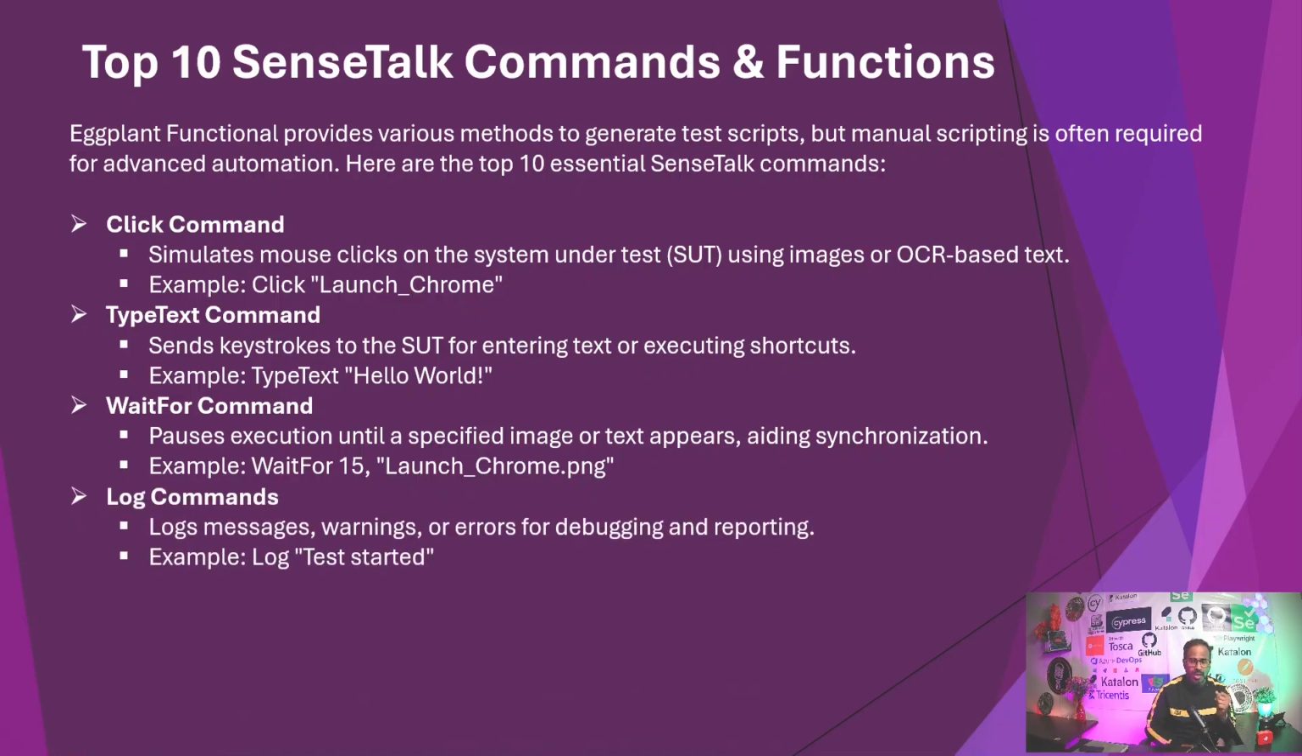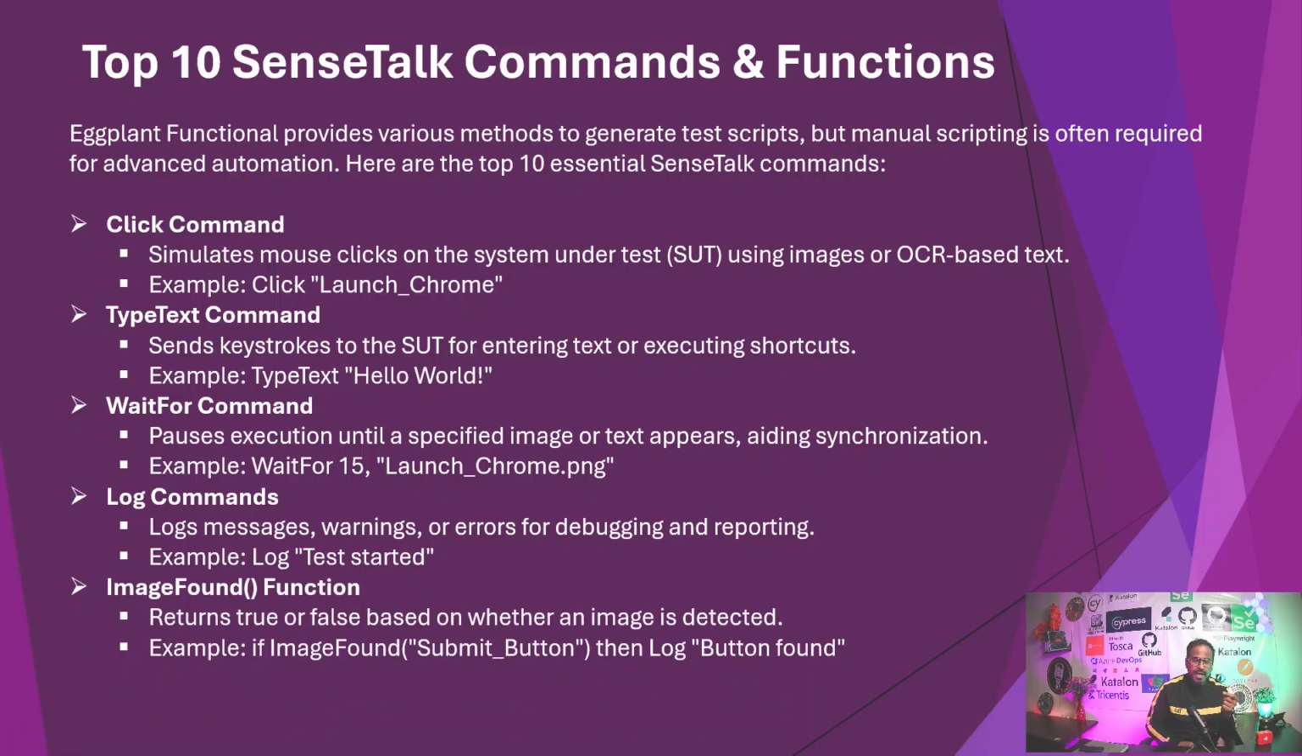And then the log command. This log command logs messages, warnings or errors for debugging or reporting purposes. Example, you just say log test started. And then the image found function. This image found function returns true or false based on whether an image is detected. Example, you can see if image found, this is your image, then log button found. So as soon as the image appears on the UI, it's going to log the text as button found.